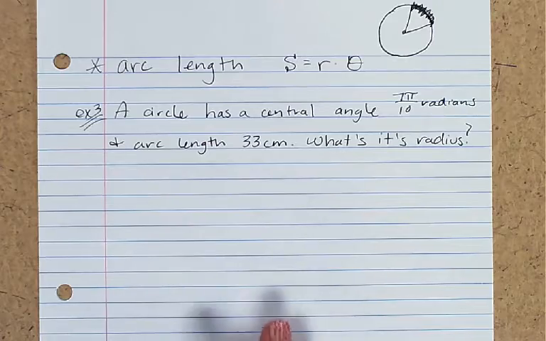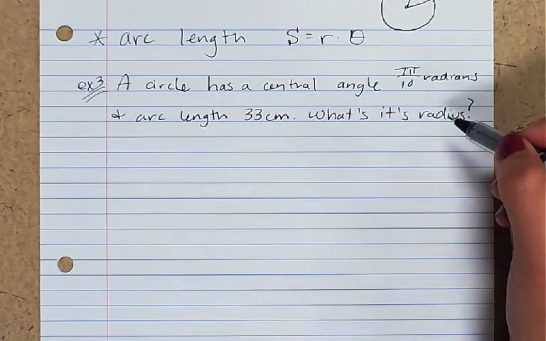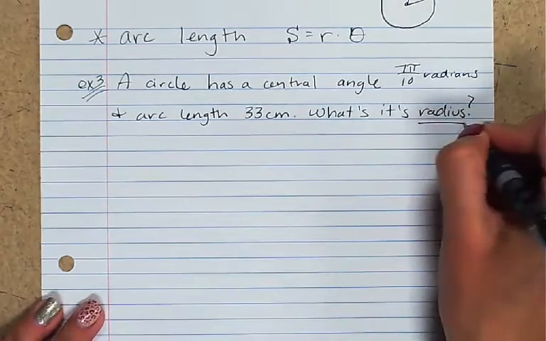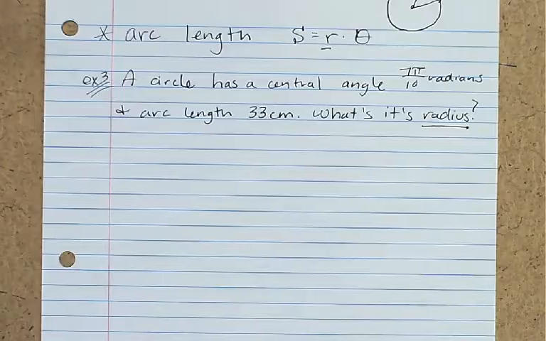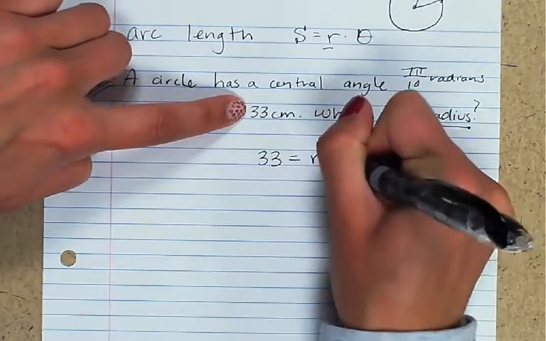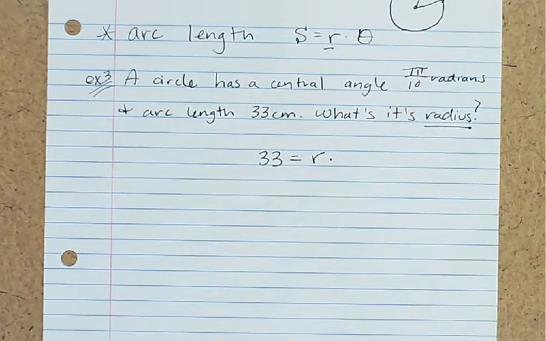Use this formula. On this one, it says a circle has a central angle of 7 pi over 10 radians, and arc length 33 centimeters. What's its radius? So on this one, we're actually solving for r. We know the arc length is 33 centimeters. We don't know what the radius is, but we know our central angle is 7 pi over 10.